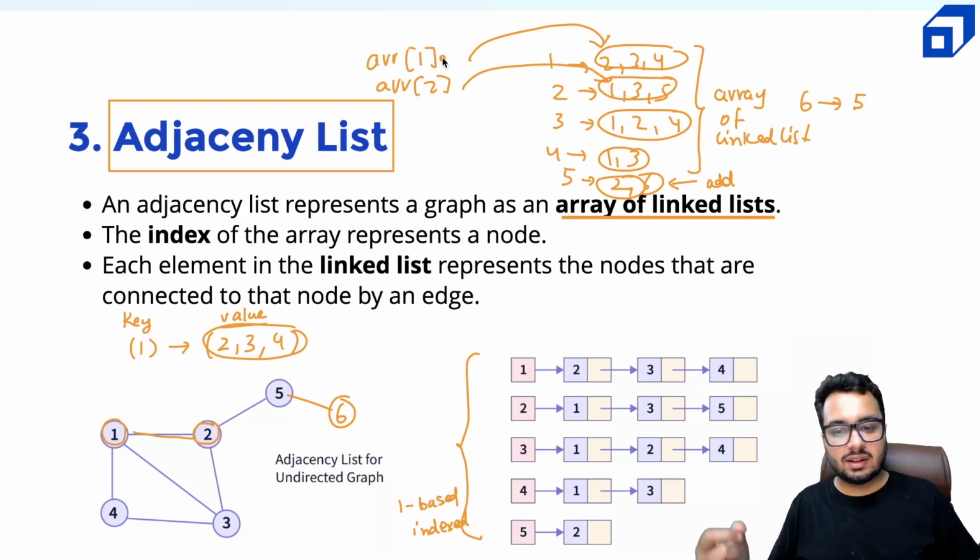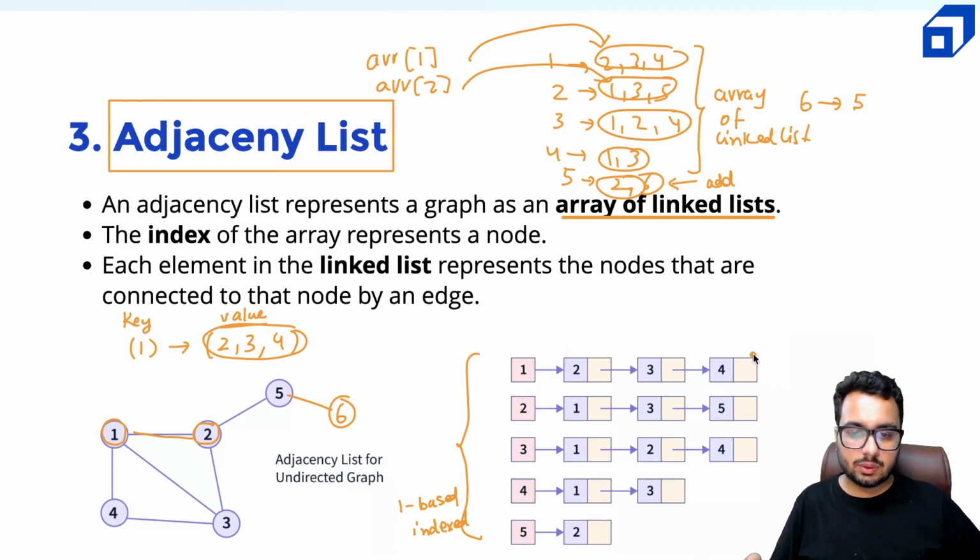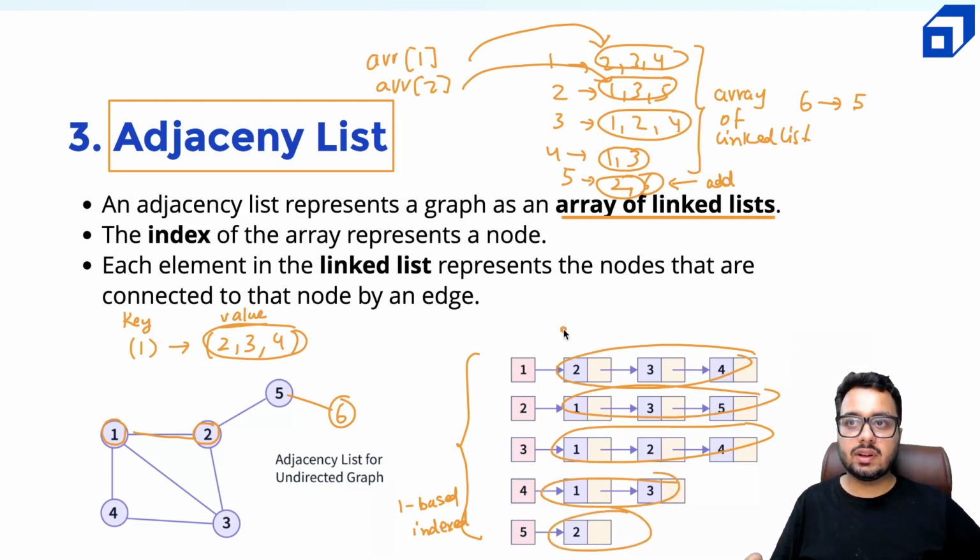So if we implement this, what are we going to store? We are going to store this, and we are going to form an array out of it, right? So this is what an array of lists looks like.